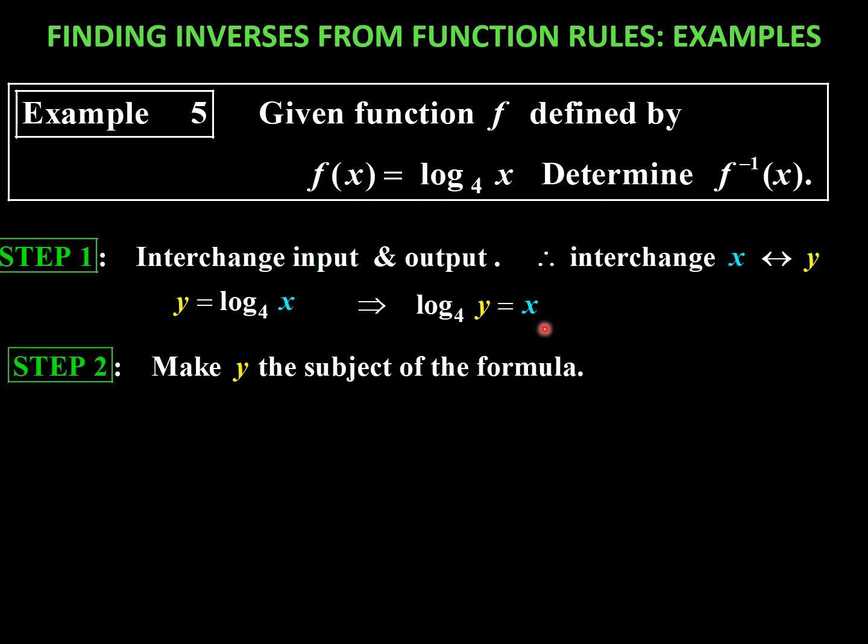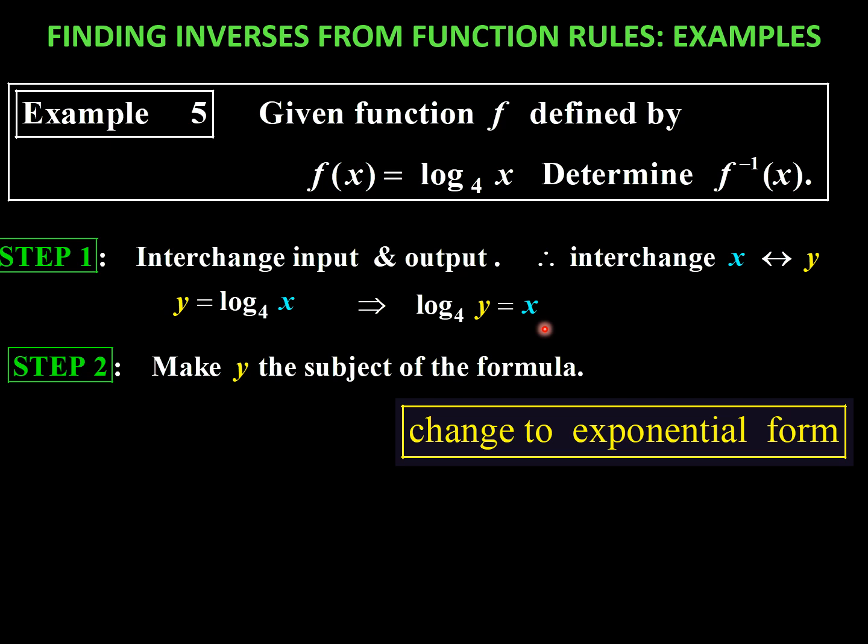Right? Now we want to change the subject. So to be able to change the subject here, because I have log form, we want to change it to exponential form. Let's just recopy that again there. Log base 4 of y equal to x. So I want to get rid of that log base 4. So the inverse of a logarithm becomes exponent. What's the base here? 4. So the exponent will have the same base, and that just becomes y equal to 4 to the x.